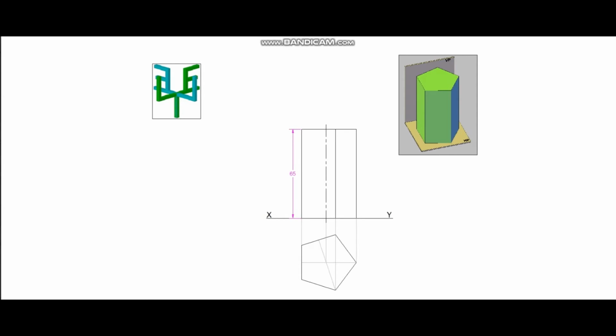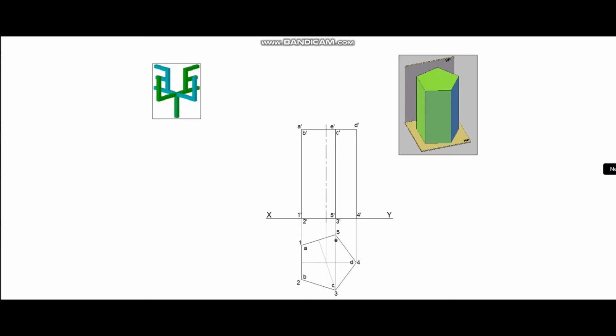Name the bottom base corners as 1, 2, 3, 4 and 5. Top base corners as A, B, C, D and E. The corresponding bottom base corners in the elevation are 1-, 2-, 3-, 4-, and 5-. Top base corners of elevation are A-, B-, C-, D-, and E-.